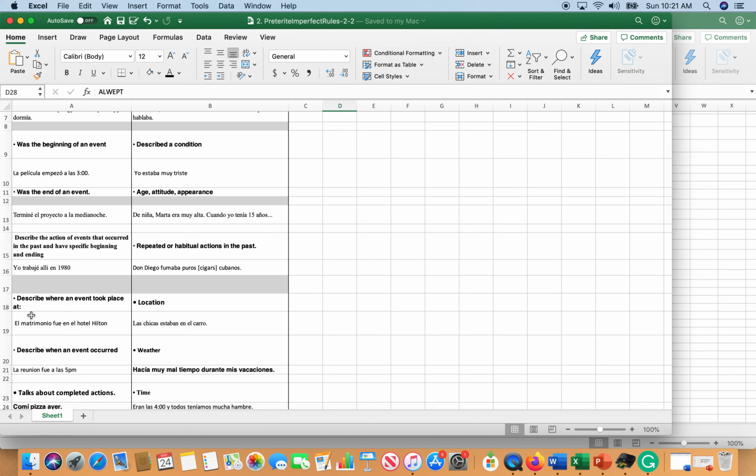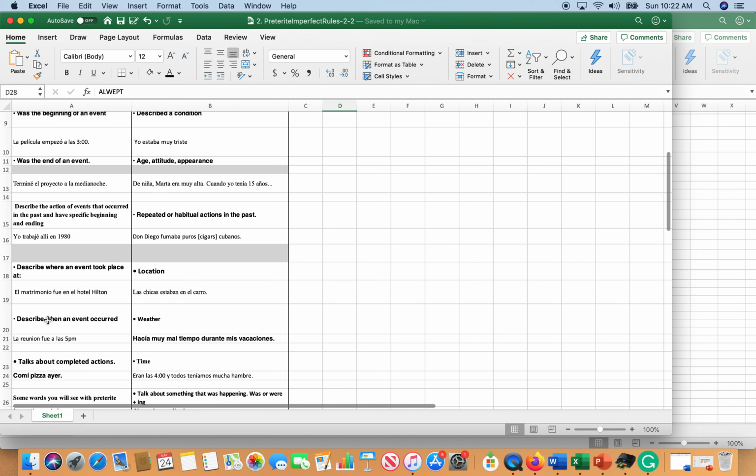Okay, so when you are describing where an event took place, okay, where an event took place. Matrimonio is wedding, when somebody gets married. So the wedding was at the Hilton Hotel, okay? So you have to use pretérito and you have to use the verb ir in pretérito, okay? The wedding was at the Hilton Hotel. So where an event took place. So describe when an event occurred.